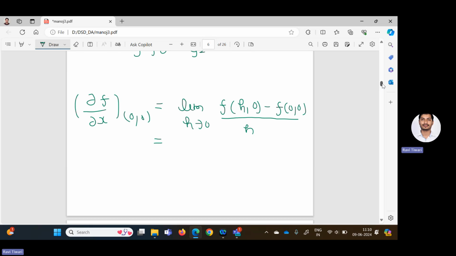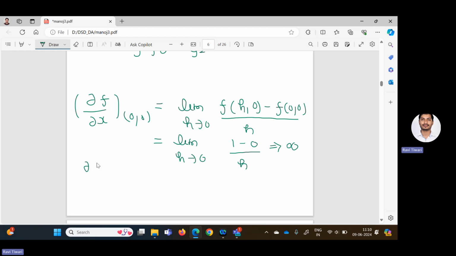So this we can get limit h tends to 0. f of h, comma 0 will be what? h square by h square is 1, minus 0, and this divided by h. So this will be what? This partial derivative, because h is tending to 0 and the numerator is finite, you will get what? This limit is what? Infinite.